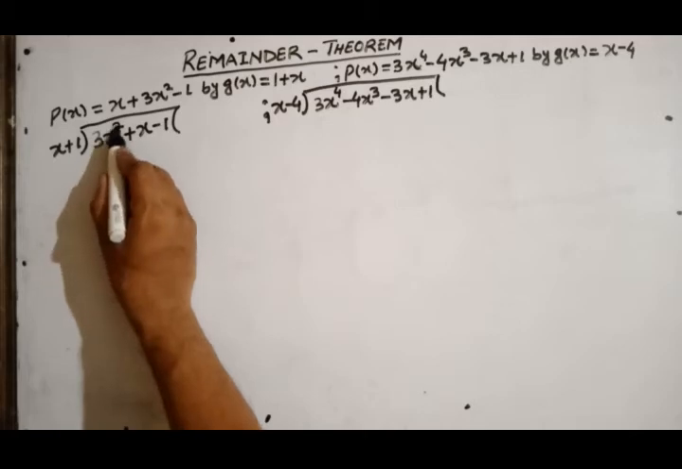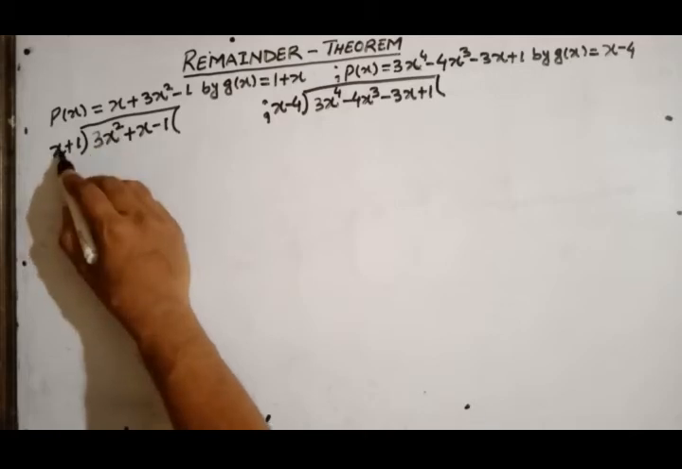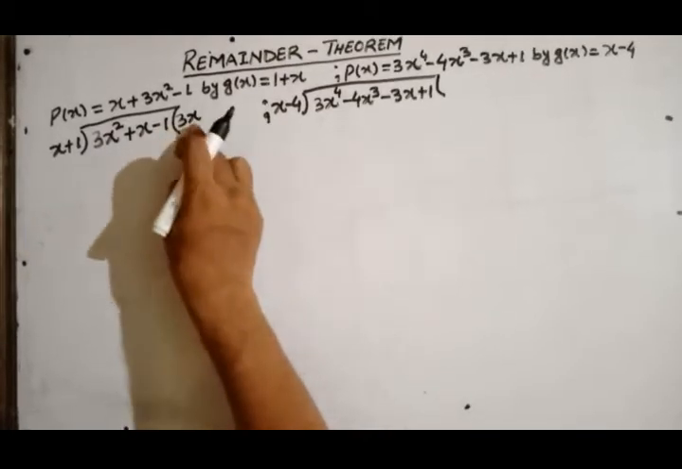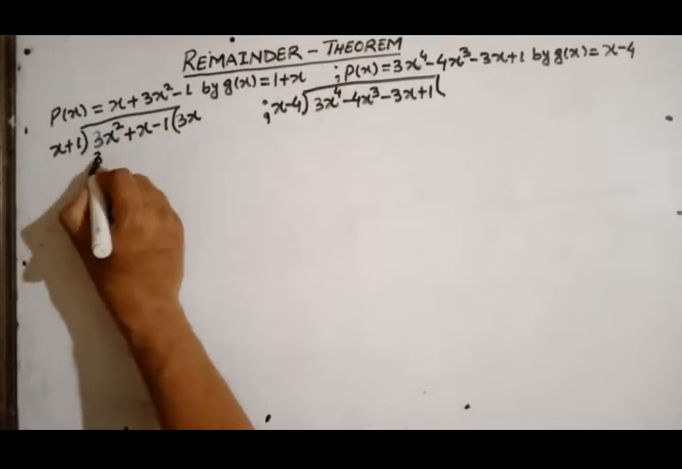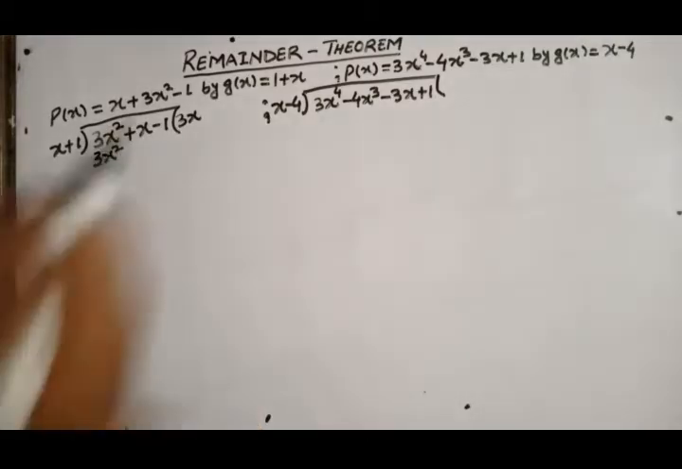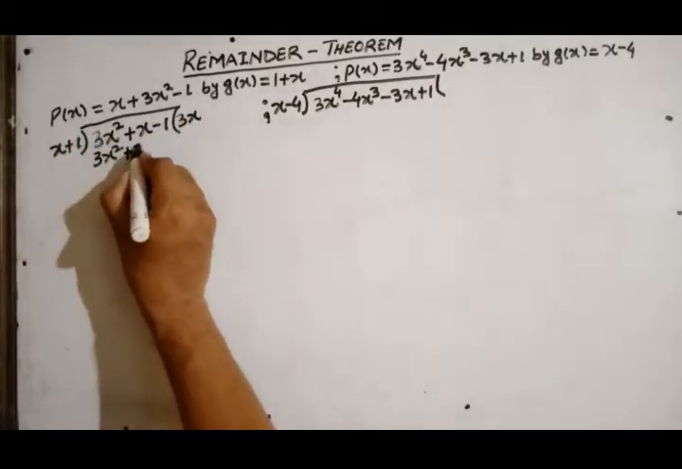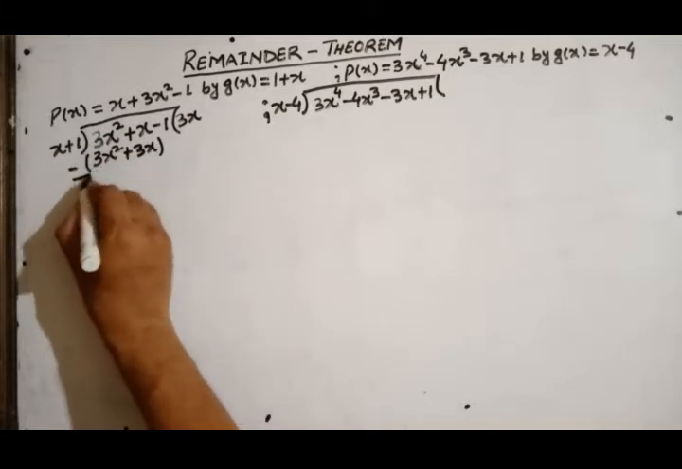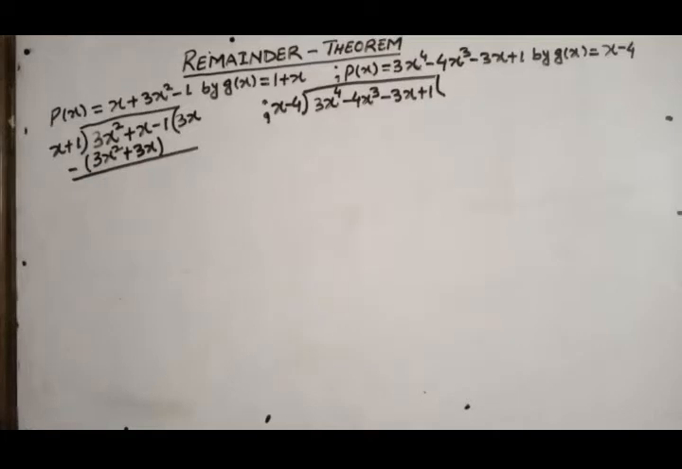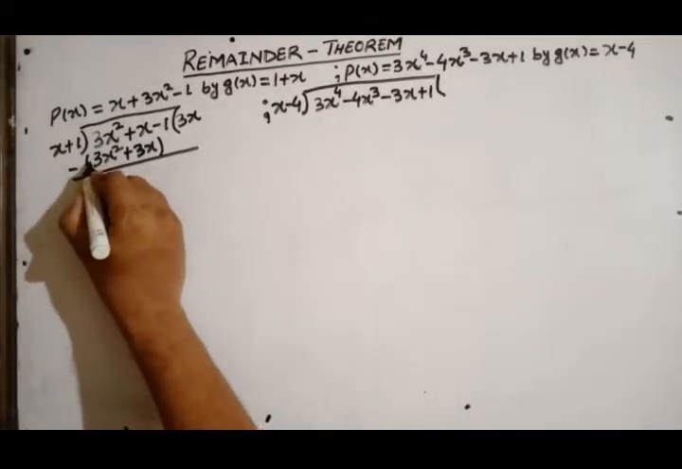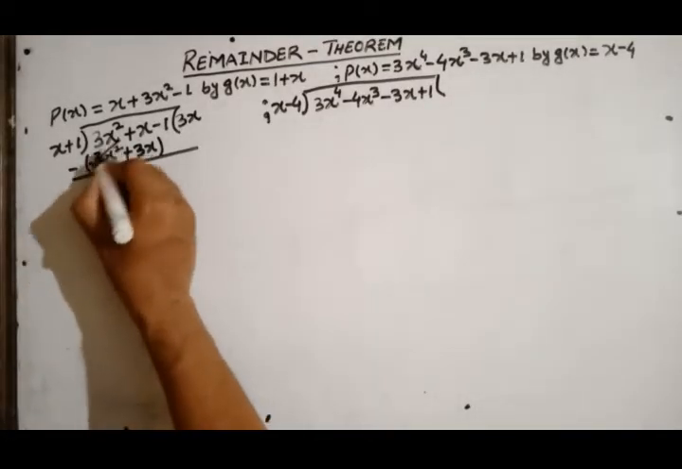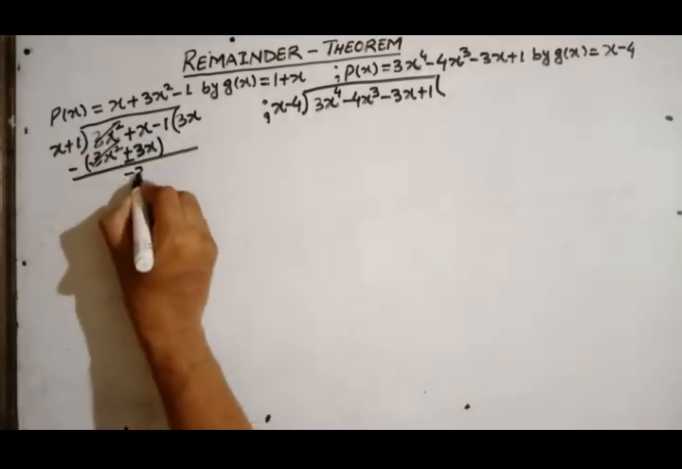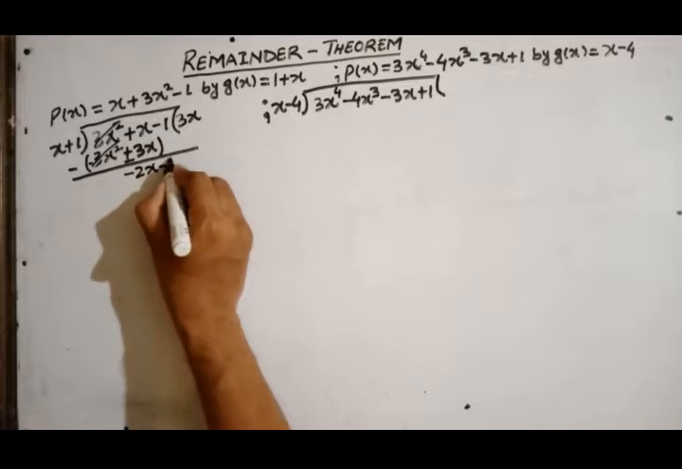Now to eliminate 3x square, this x needs to be multiplied by 3x. So in quotient we take 3x. 3x into x becomes 3x square, and 3x into plus 1 is plus 3x. And remember that all like terms we have to write just below each other. On subtraction, 3x square gets eliminated, and plus x minus 3x becomes minus 2x along with minus 1.